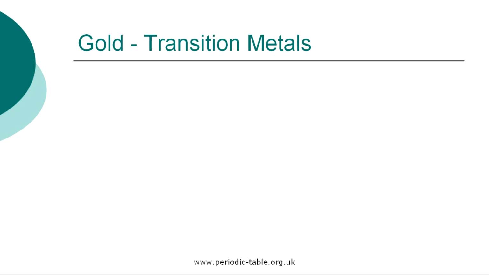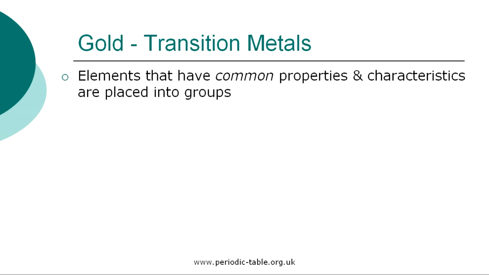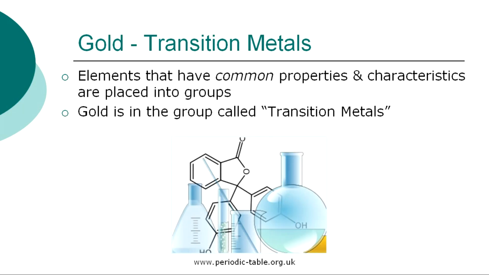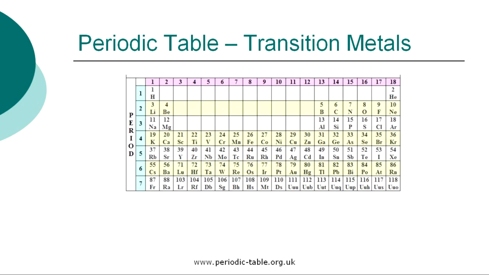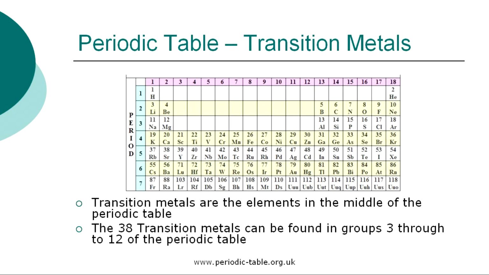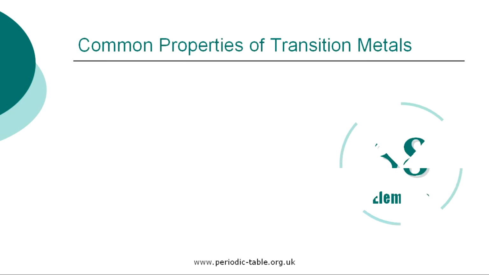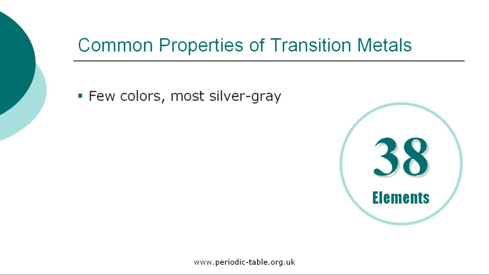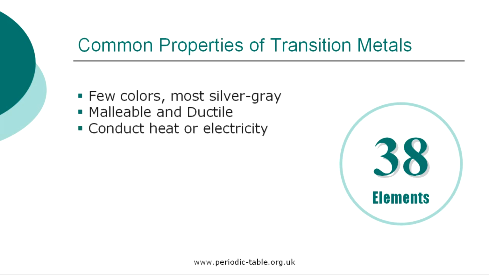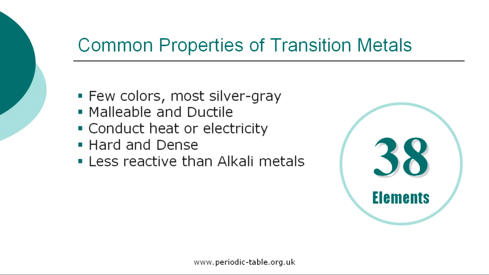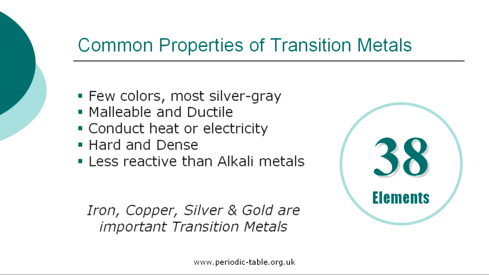Once the properties of an individual element have been identified, it is placed into a group of elements which have common properties and characteristics. Gold is in the group called the transition metals. The 38 elements classified as transition metals are found in the middle of the periodic table in groups 3 through 12. Only a few of the transition metals are colored. Most of them are silver gray or silver bluish. As with all metals, the transition elements are ductile and malleable and good conductors of electricity and heat. They are generally hard and dense and less reactive than the alkali metals. Iron, copper, silver, and gold are important transition metals.